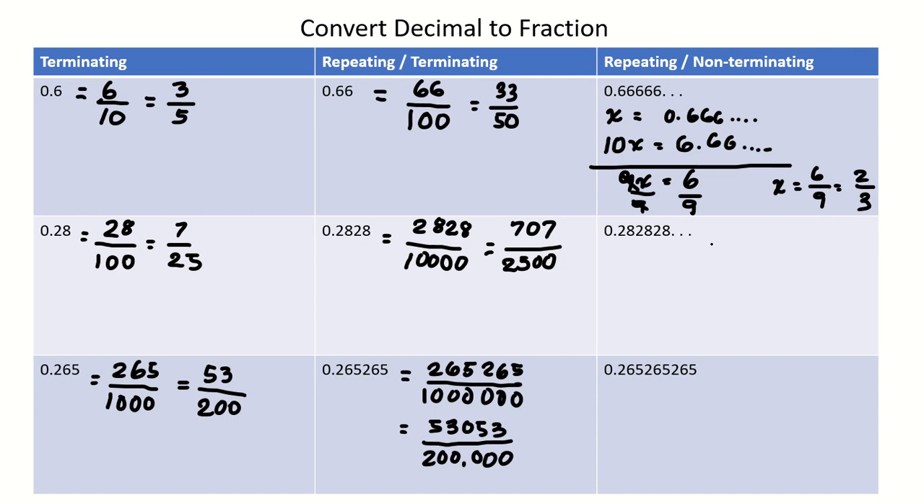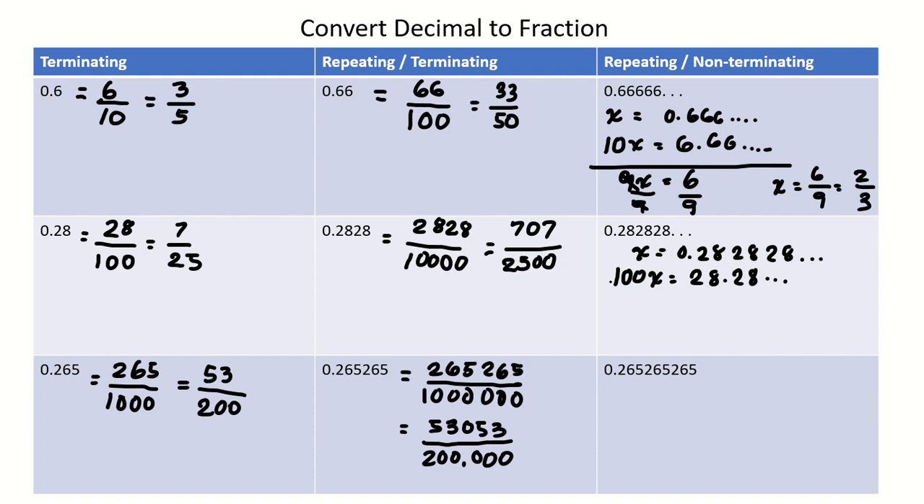Okay, you may pause this video and try this. The first thing you have to do is to assign this with a variable x. 0.282828. Next thing you have to do, identify the number of digits that is repeating, in this case 2. So the power of 10 with 2 zeros, 1, 2, x. And then you multiply this by 100, so that's going to be 28.28.